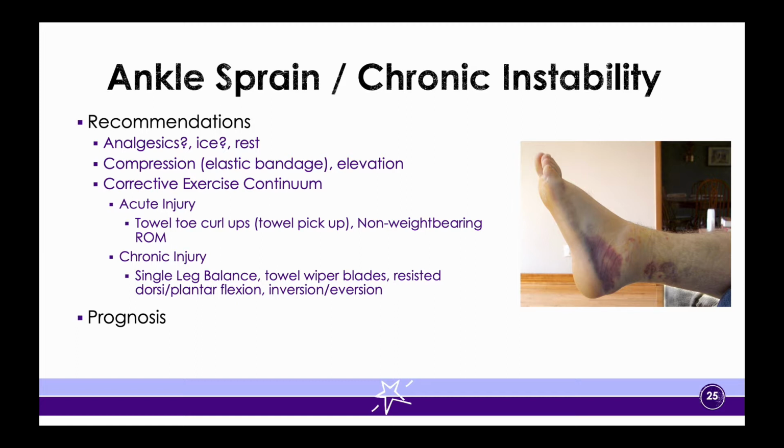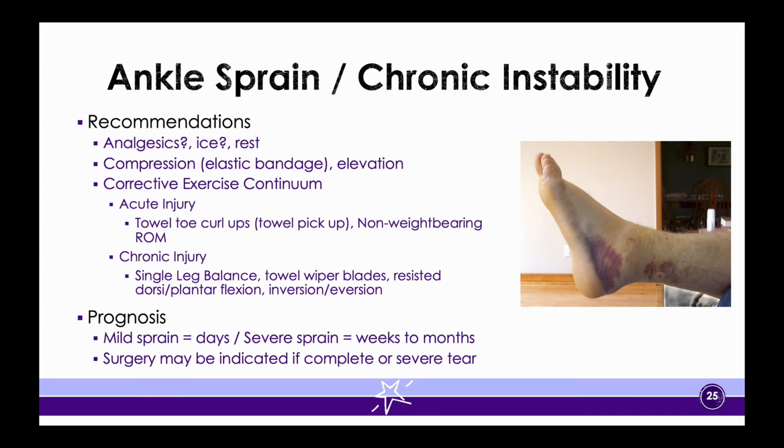Chronic injury, things that we could work on over time, so ones that you're just giving that ankle that is always constantly giving away. We can do a single leg balance, and you'll see in a video in just a moment how that actually does give a lot of mobility to the ankle itself that you are standing on. There's also exercises like doing windshield wipers with a towel on the ground. You can also do the resisted dorsiflexion, plantar flexion, inversion, and eversion that we've already talked about.